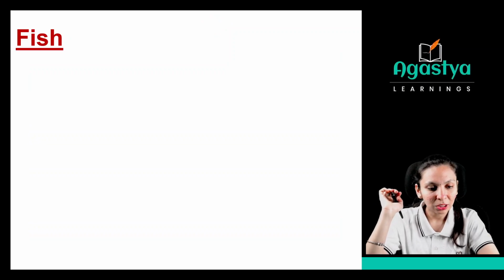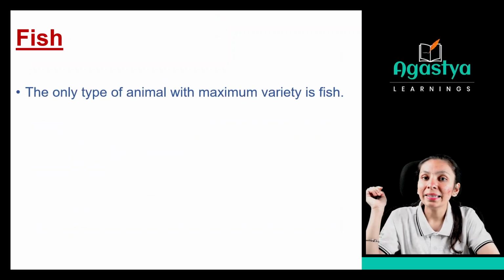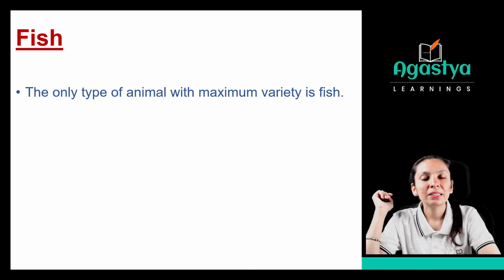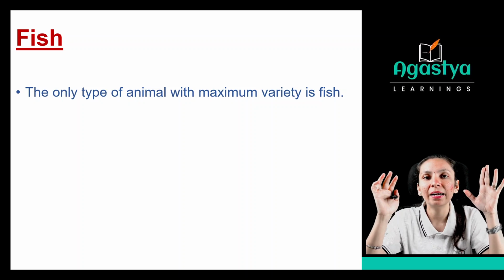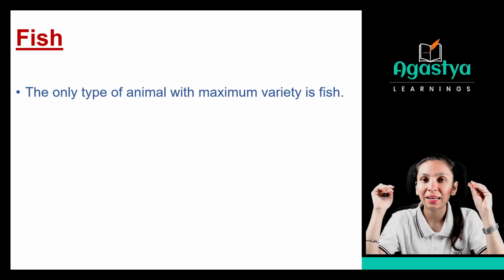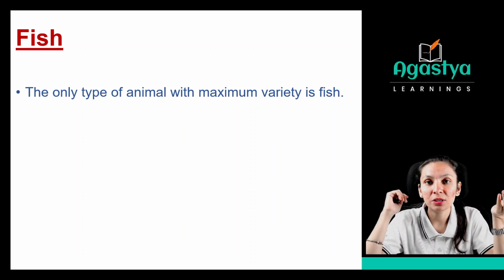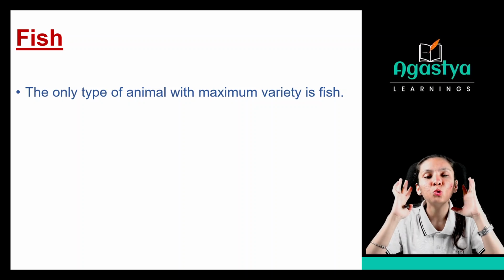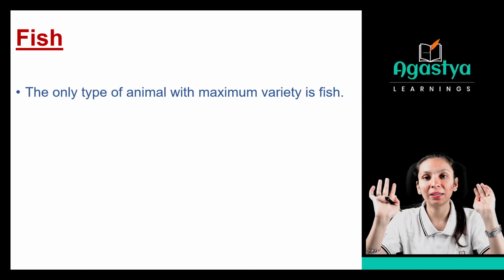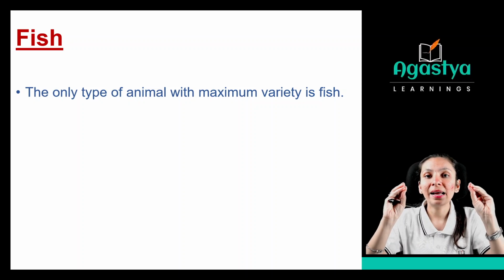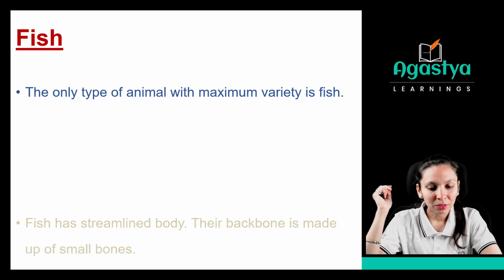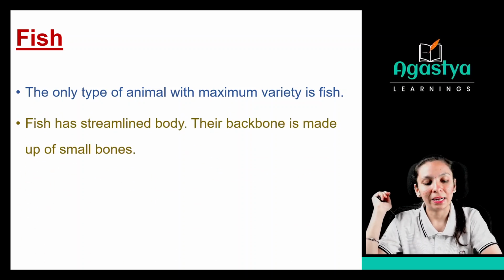So let's discuss something about the fish. The type of animal with maximum variety is fish. See, there are so many varieties of fish. You know the different names of fish. Salmon is there, dolphins are there, whale is there, then pufferfish is there, starfish is there. So many different varieties of fish are there. No other animal has this much variety like fish. So that is the one type of animal with maximum variety.